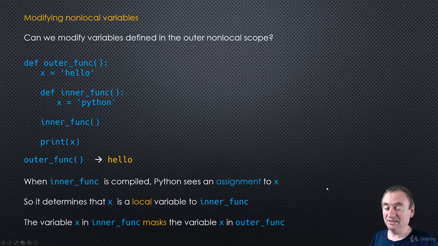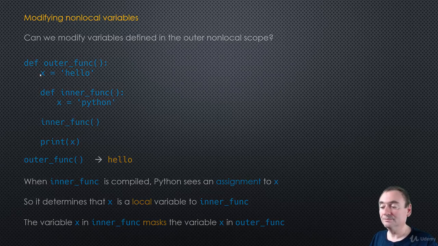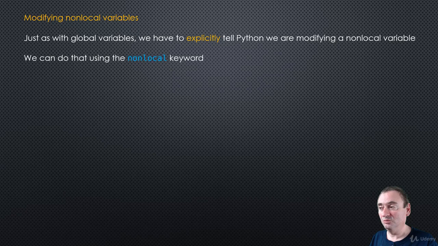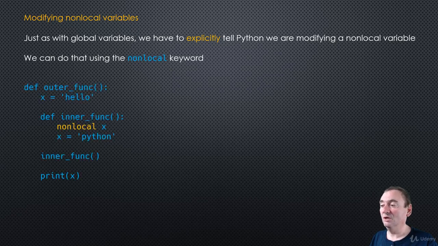Okay, so this just explains what I just said. And so we say that this x here masks the x in its enclosing scope. Now, we can, however, modify non-local variables, and we just have to explicitly tell Python about it. Just like we did with the global keyword, there is a keyword we can use to tell Python, hey, this variable here is a non-local variable, and it will look in the non-local nested scopes. It will not, however, look in the global scope, right? So we do that using the non-local keyword.